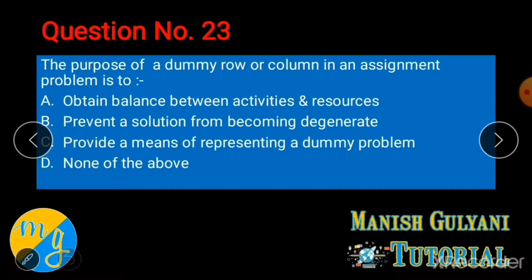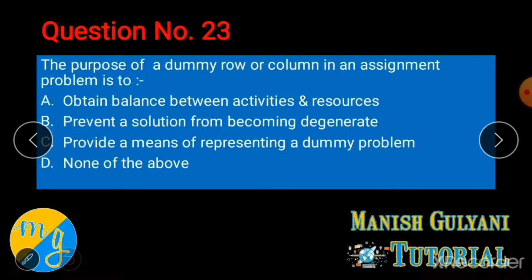Now question number 23. The purpose of a dummy row or dummy column in an assignment problem is to obtain balance between activities and resources, prevent a solution from becoming degenerate, provide a means of representing a dummy column, or none of the above. What is the objective of inserting a dummy row or dummy column? So that the problem could be a balanced problem.